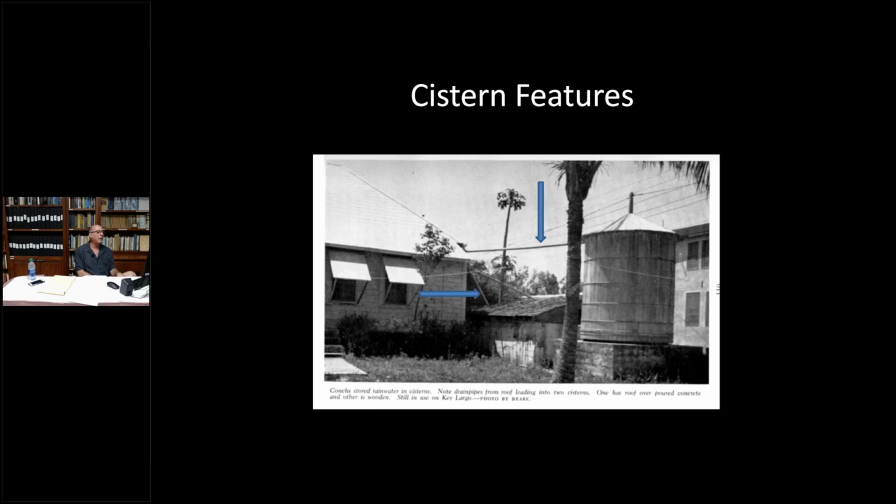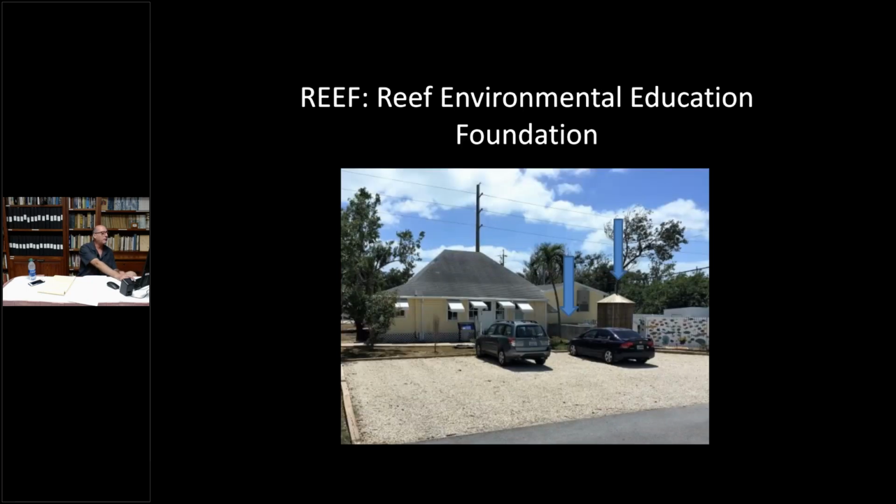But what the 2 arrows are pointing at are the gutters. The roofs in those days were always tilted. I don't know why I can't remember that word. You can see where the top blue arrow is pointing to a gutter that is going to the round cistern, and the lower arrow is showing 2 of the gutters that are catching all this rainfall and delivering it to that smaller square cistern.